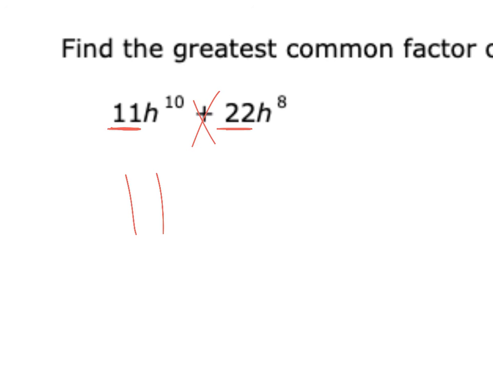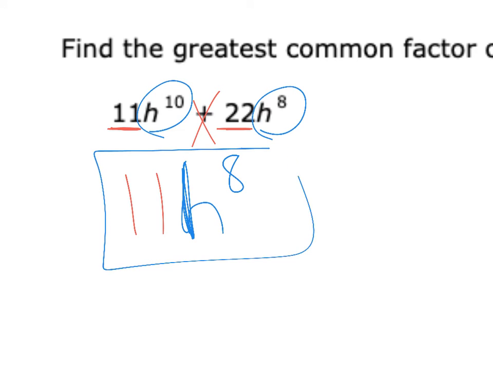Now we're looking at our h's. We have h to the 10th and h to the 8th. We are looking for the exponent that is the smallest, which would end up being h to the 8th. It's a weird looking h, sorry. It's an h. So we'll end up with 11 h to the 8th. So we're looking for what number they can be divided by evenly, and then we're looking for the variable that has the smallest exponent. Hopefully this has helped with your IXL AA1.